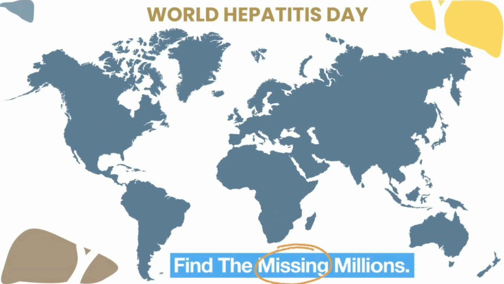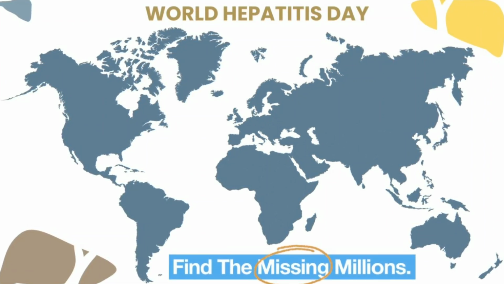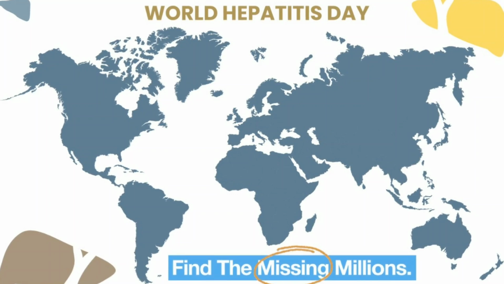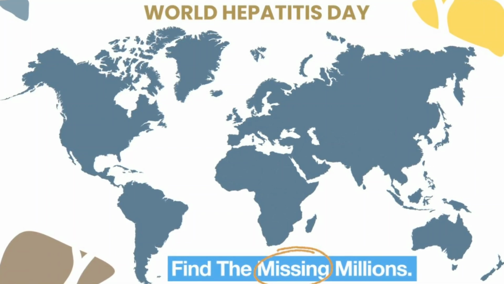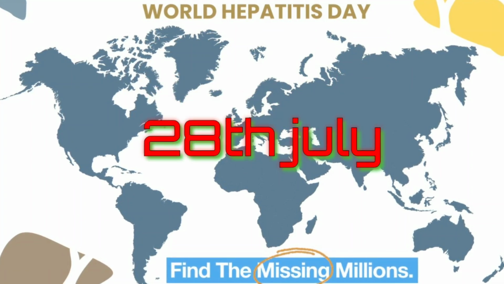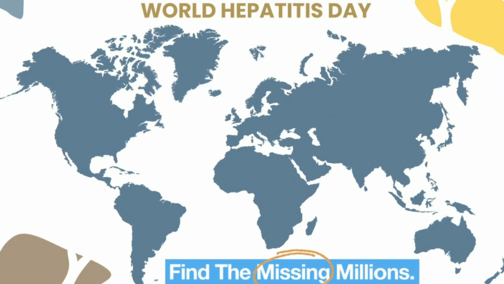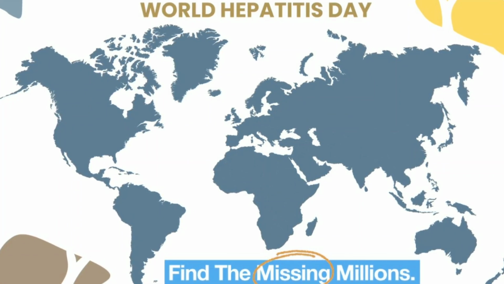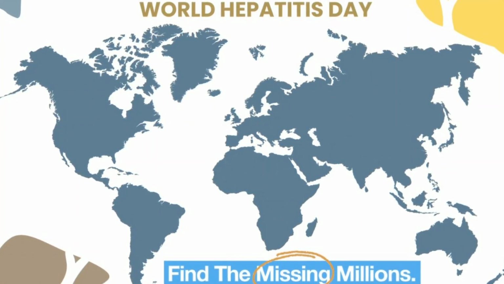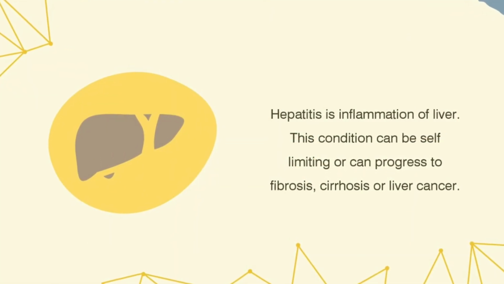We are back with a video on some basic information about hepatitis and the theme of Hepatitis Day. World Hepatitis Day is celebrated every year on July 28th, and the theme for World Hepatitis Day 2020 is Find the Missing Millions. Why the theme has been set as Find the Missing Millions, we'll come to know in a few minutes. First, we'll learn some basic information about hepatitis.